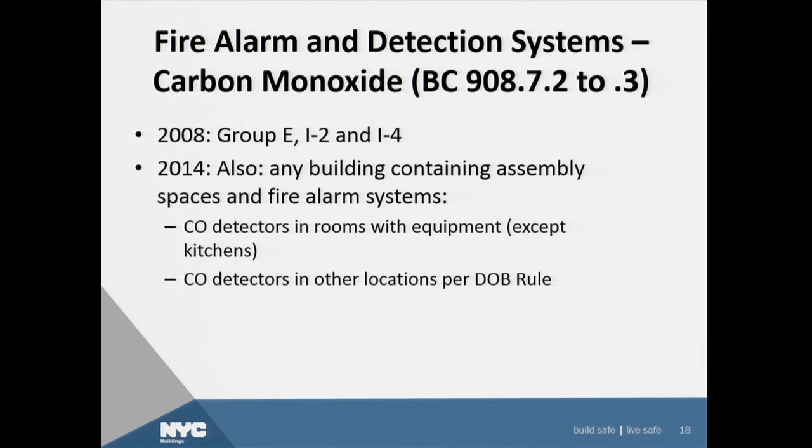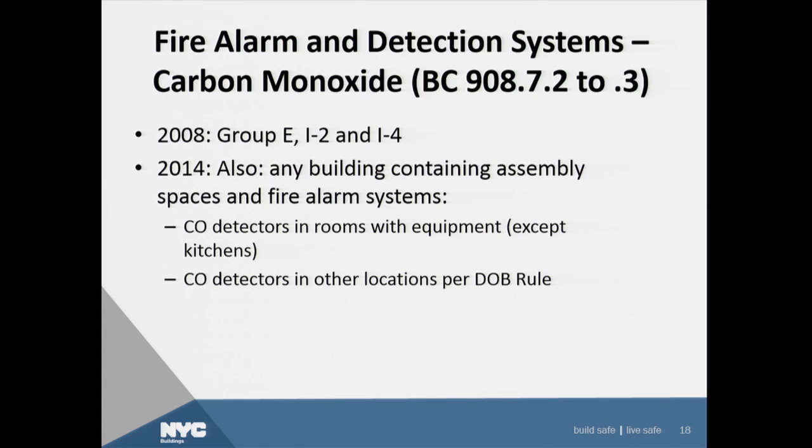Okay, so in the 2008 code, we required carbon monoxide. We're now 908. Carbon monoxide detection systems in E, which is education, I2, hospitals and nursing homes, and I4, which is certain kinds of child care, adult care, I can't remember, I4. So institutional.